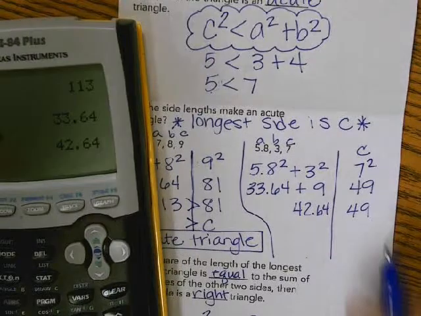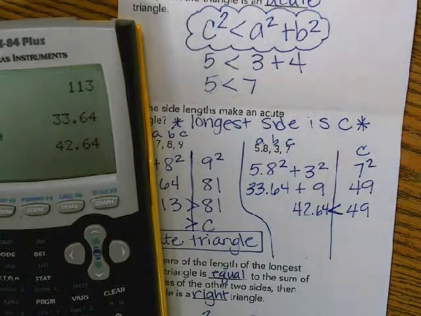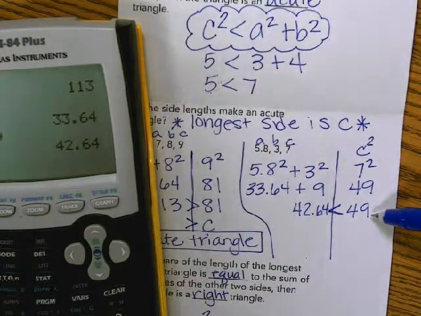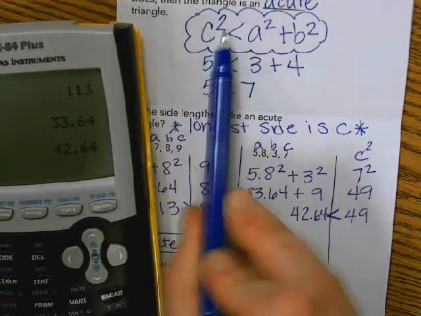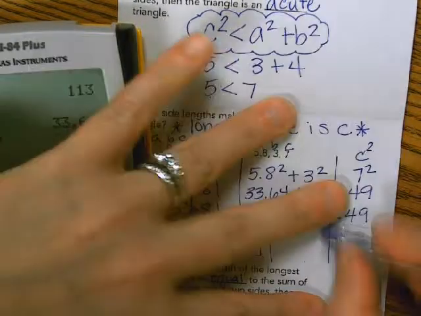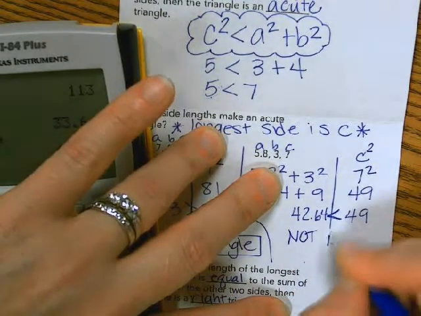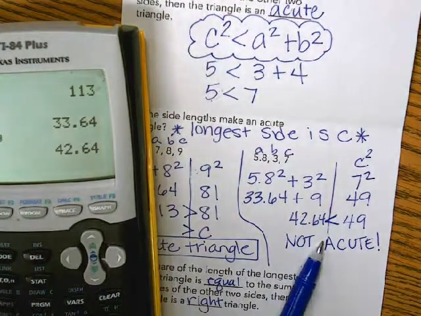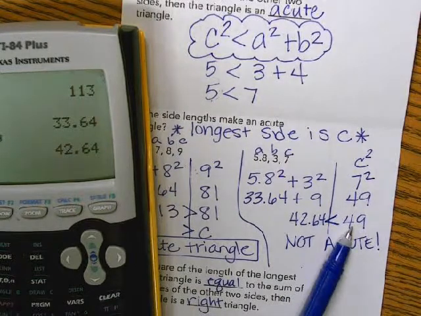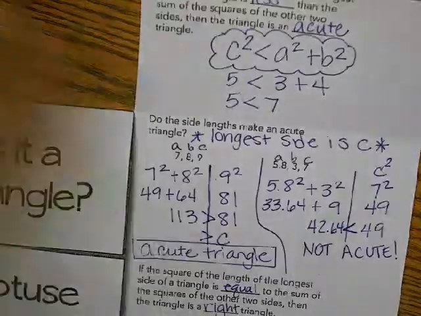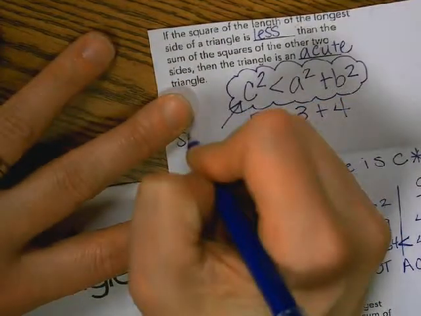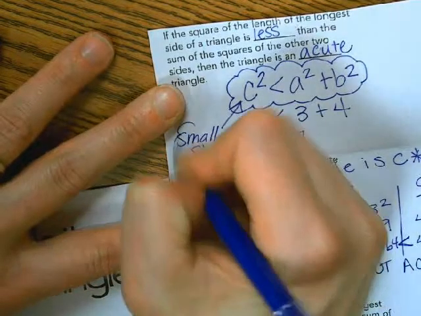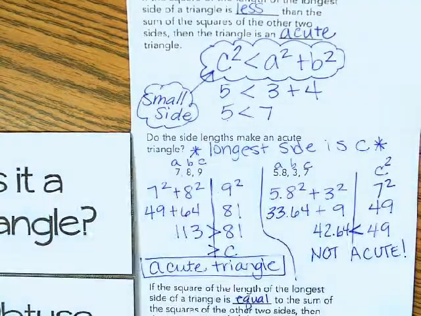So we're going to put our symbol in. Which one is bigger? The 49. 49 is my C squared, right? So that means that it's not less than. C is on the big side, right? So this means that this one is not acute. In fact, this situation is when we have an obtuse triangle, okay? Because C is actually greater than, okay? So for acute, it's kind of easy to remember because C is on the small side. And acute means small, okay? So obtuse, C is going to be on the big side. So if it's on the big side, then it's going to be obtuse, okay?